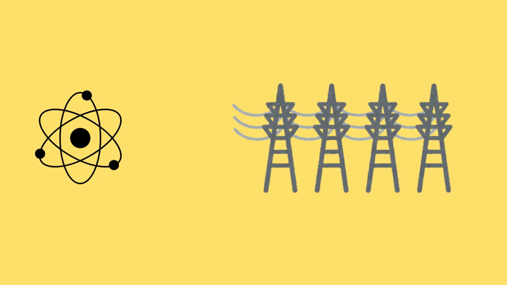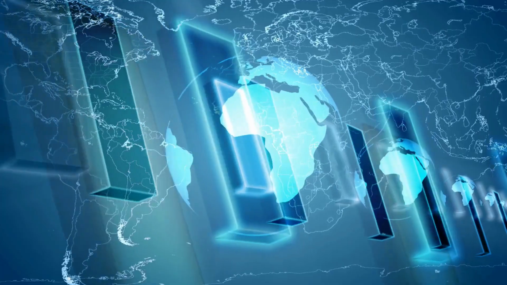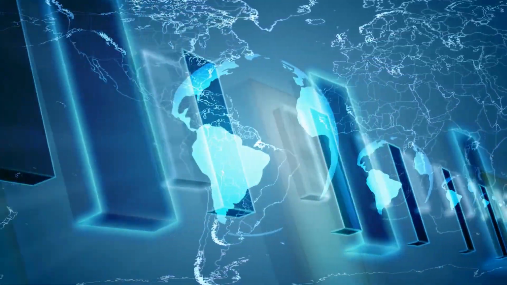So, from tiny electrons in atoms to the giant grids that power entire cities, electricity is all about the movement and control of electric charge. It's one of the most important forces behind our modern world.